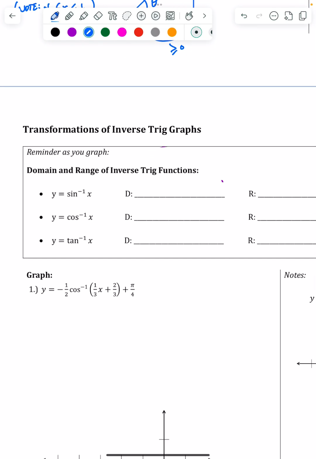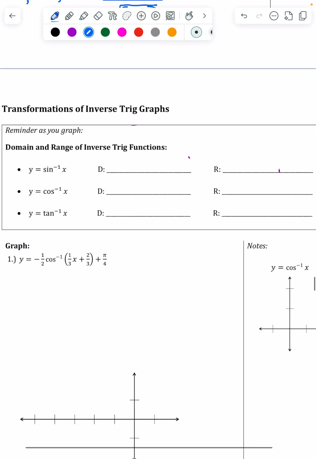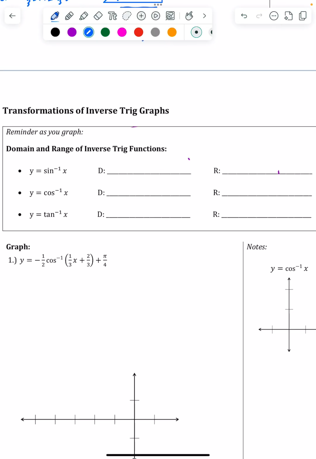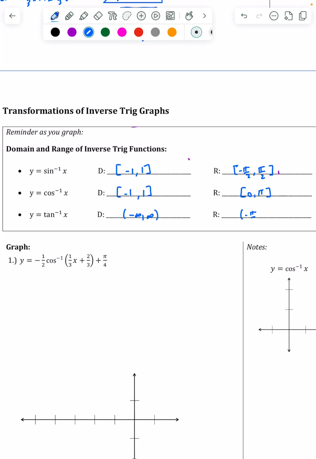Now this second part is more of a summary, really. It's nothing new. And then graphing, which is new. So here, this part is domain and range, a good summary. Domain for inverse sine is negative 1 to 1. Range is negative pi over 2 to pi over 2. The domain for inverse cosine is negative 1 to 1. Range is 0 to pi. And domain for inverse tangent is negative infinity to infinity, and the range is negative pi over 2 open to pi over 2 open. Okay, so keep these in mind.